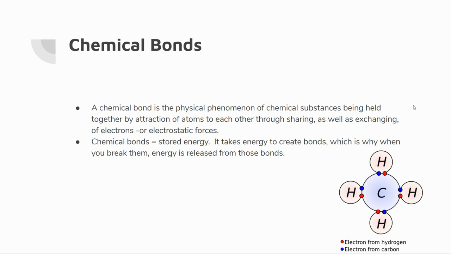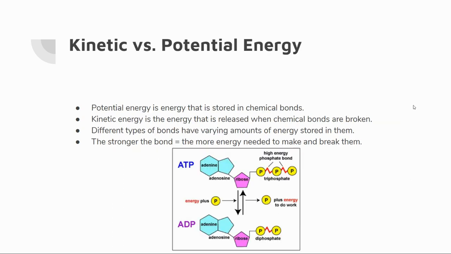It takes energy to create bonds, which is why when you break them, energy is released from those bonds. So, kinetic versus potential energy. Potential energy is stored in the chemical bonds. Okay, it has the potential to do work, but it's not doing work yet. Kinetic energy is the energy that is released when the chemical bonds are broken. That's active energy that is ready to be used.